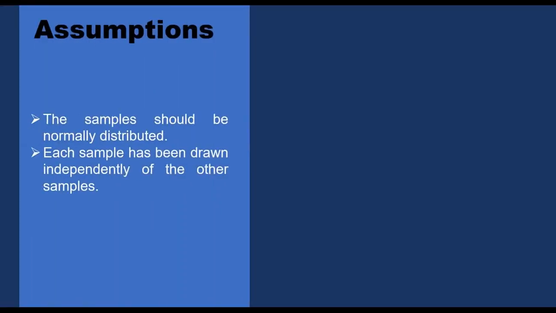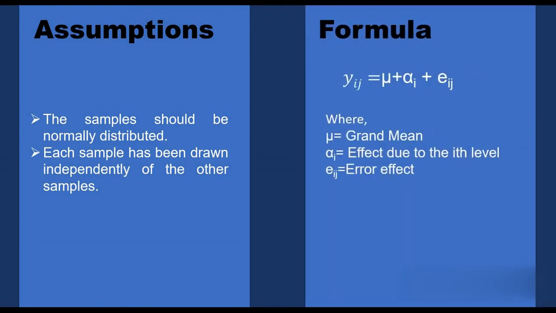Let's see the assumptions of one-way ANOVA. The basic assumptions are the sample should be normally distributed and each sample has been drawn independently of the other samples. And this is the formula, where mu is the grand mean, alpha i is the effect due to the ith level, and Eij is the error effect. Let's go to Excel and see how to calculate one-way ANOVA in Excel.